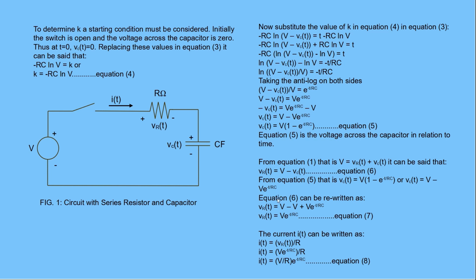Equation 6 can therefore be rewritten as VRT is equal to V, and we simply substitute that VCT with V minus V e to the power minus T over RC, and that gives us VRT is equal to V e to the power minus T over RC, which gives us equation 7. The current IT can be written as VRT over R, and then we simply replace that VRT with V times e to the power minus T over RC, and eventually we get IT is equal to V divided by R multiplied by e to the minus T over RC, which gives us equation 8.